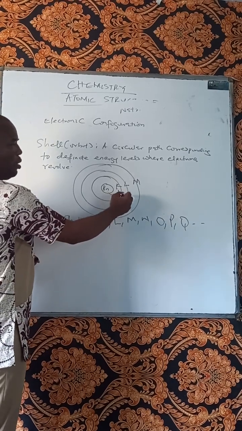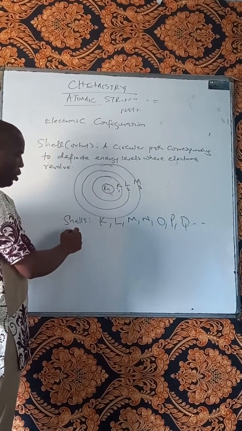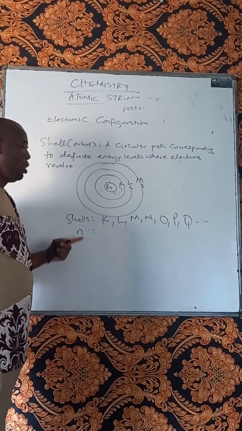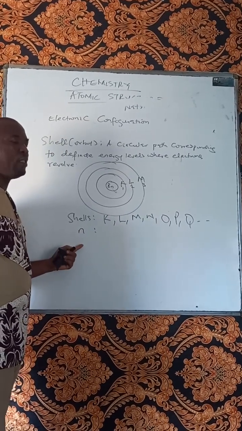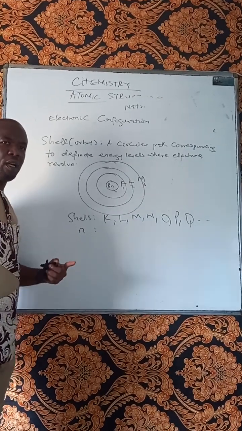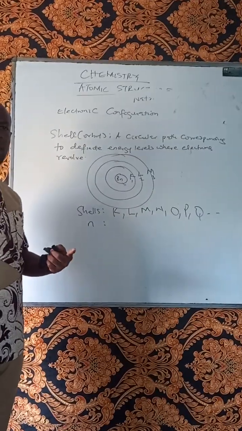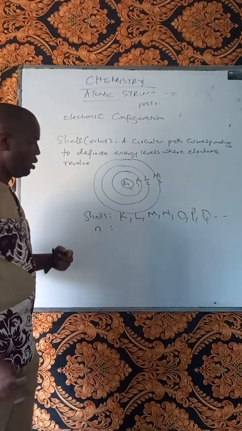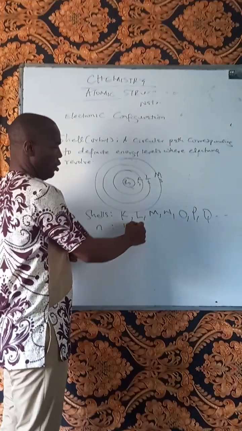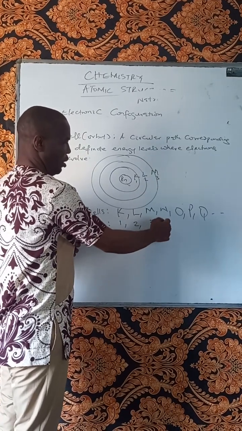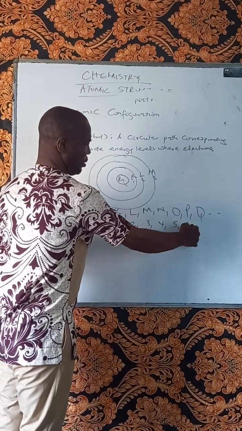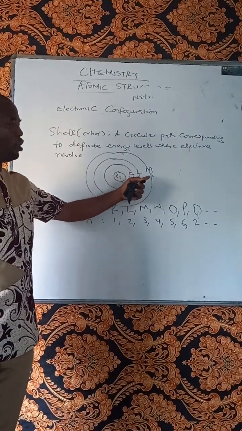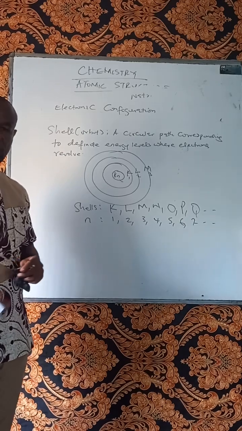This is number 1, number 2, number 3. So this small n represents their positions. As we go on in chemistry, there's a special name we call this small n. This small n is called the principal quantum number. But we will call it the position for now, for your understanding. So this is number 1, number 2 shell, number 3, number 4, number 5, number 6, number 7, showing the different positions of the shells around the nucleus.